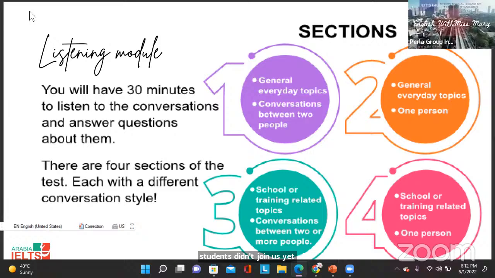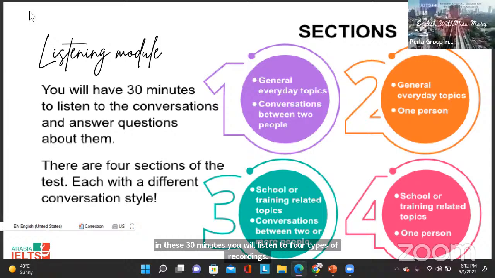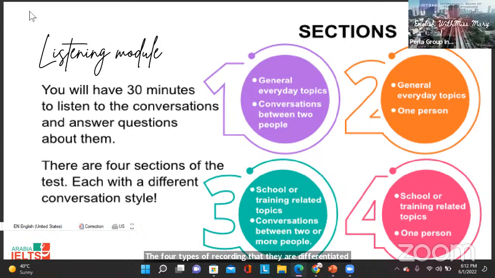So the listening module in the exam, you will have 30 minutes. And in these 30 minutes, you will listen to 4 types of recordings. The 4 types of recording are differentiated as sections. So there is section 1, which is a general everyday topic, and it's usually a conversation between 2 people. Section 2, on the other hand, is also a general everyday topic, but there's only one person speaking. So when there is one person speaking, we call it a monologue.